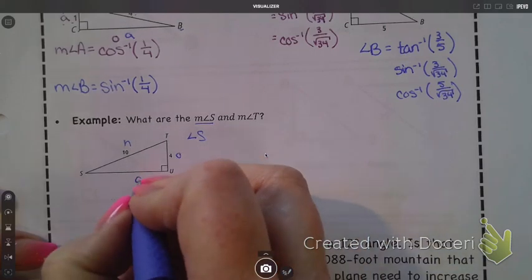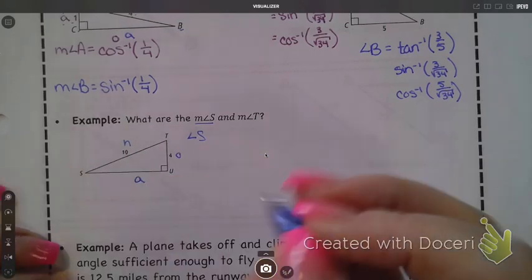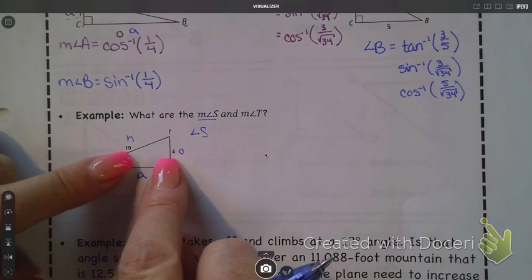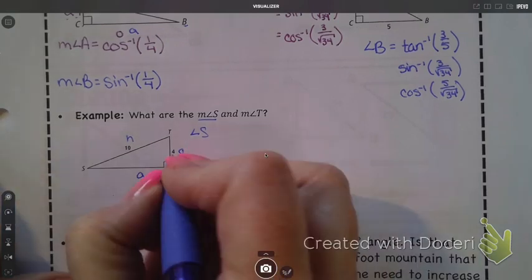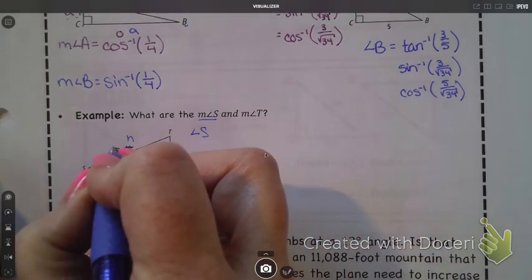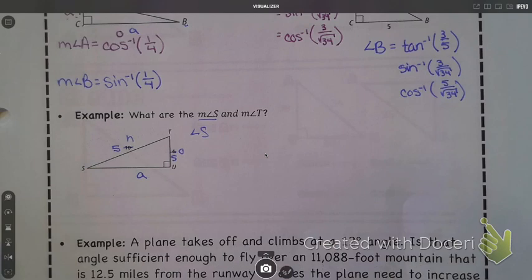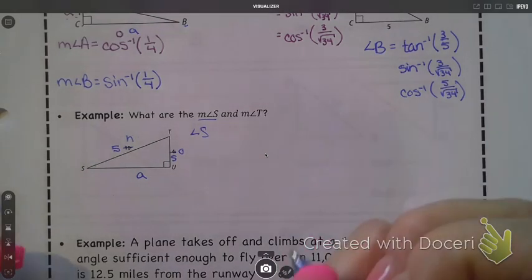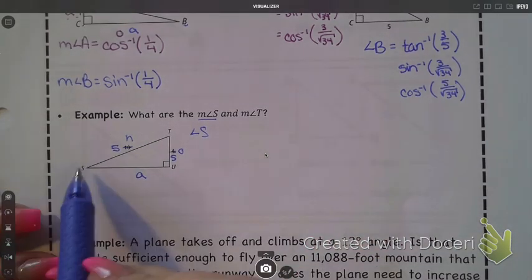Oh, can I stop you guys real quick? I have 4 and 10. Can I reduce that? Yeah. Should I? Yes, might as well. So what does it reduce to? 2 and 5. If I do it first, do I have to do it later? Nope.